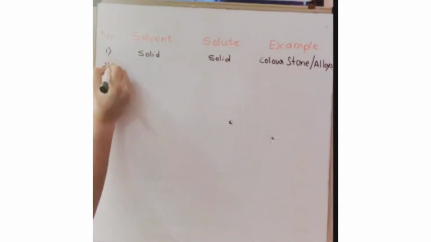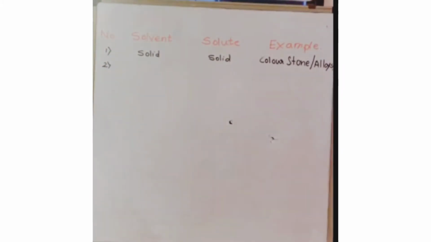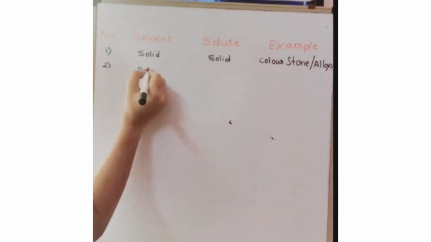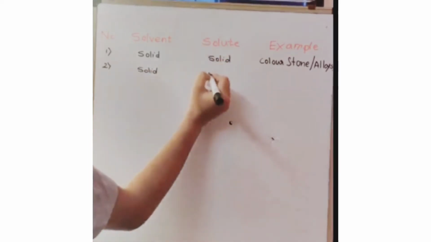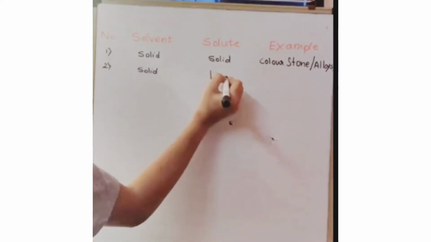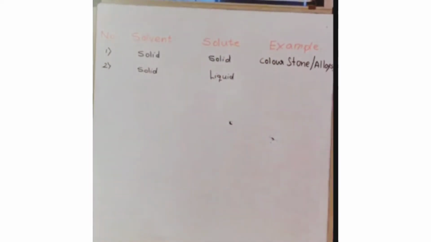Second one is solid and liquid. So our solvent is in solid state and our solute is in liquid state. Okay, so what will be our solution? Like हमारा जो solvent है, that is in solid state and our solute is in liquid state. So let's take an example.